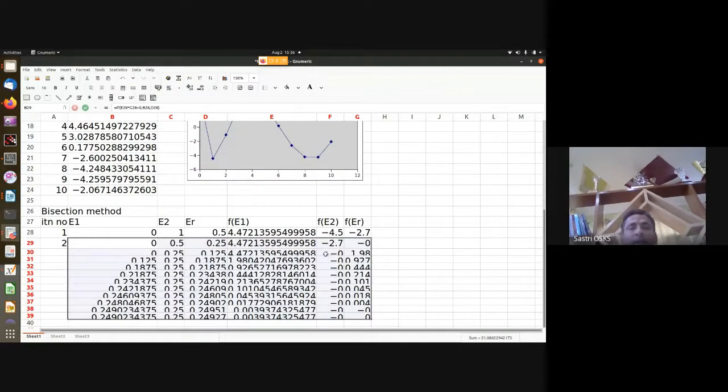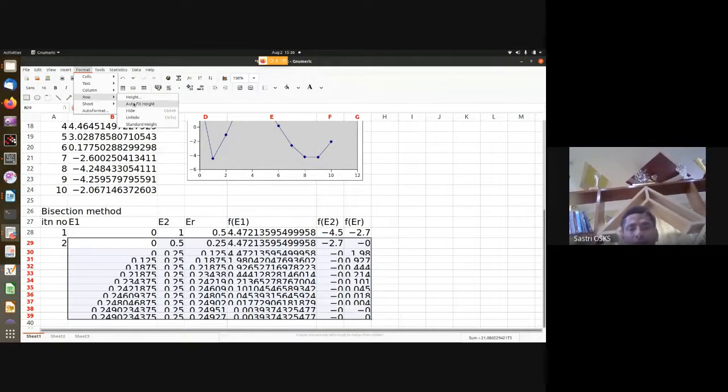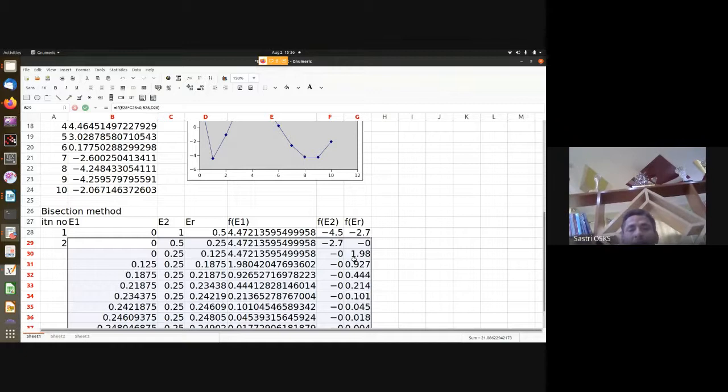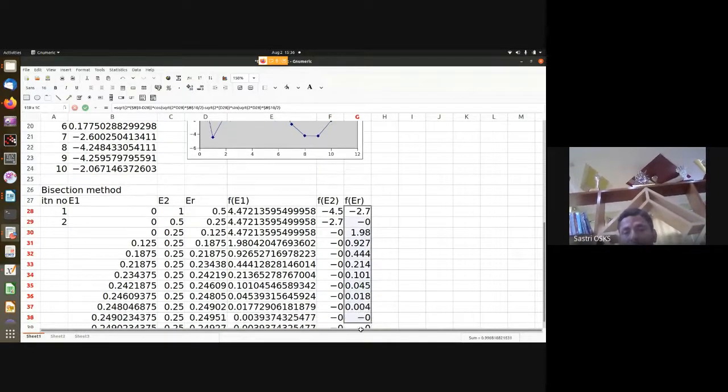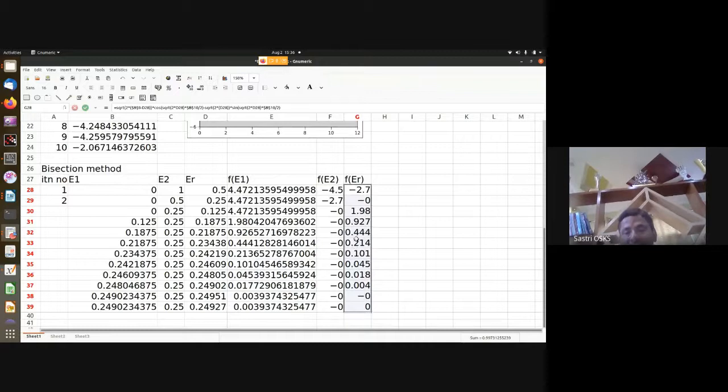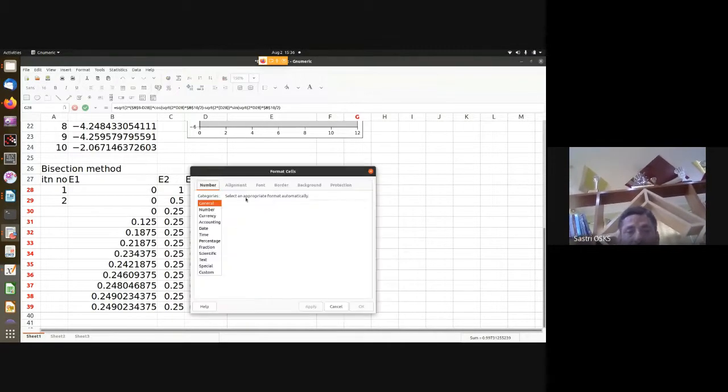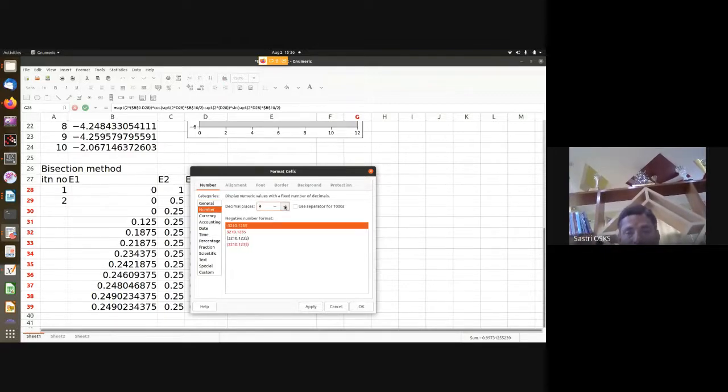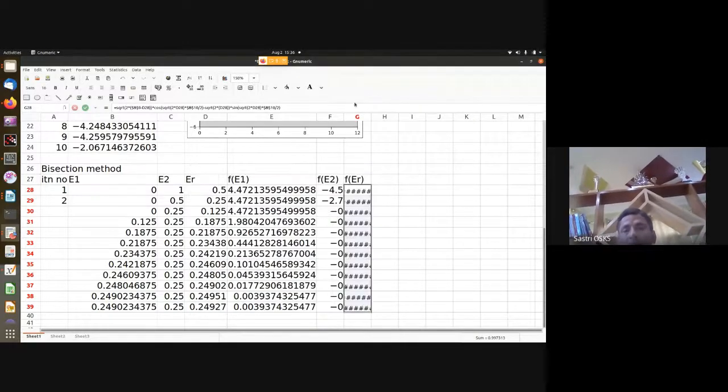Okay, and format row height autofit. Yeah. So you can see here that whenever f of ER goes to 0, that's where our answer is. Okay, but then you can figure out here that it's going to 0 even in the second iteration. So what we have to do is we have to format cells and say I want how many decimal places. Let us say I want a decimal place accuracy of maybe 5-6 decimals, right? Apply, say okay.